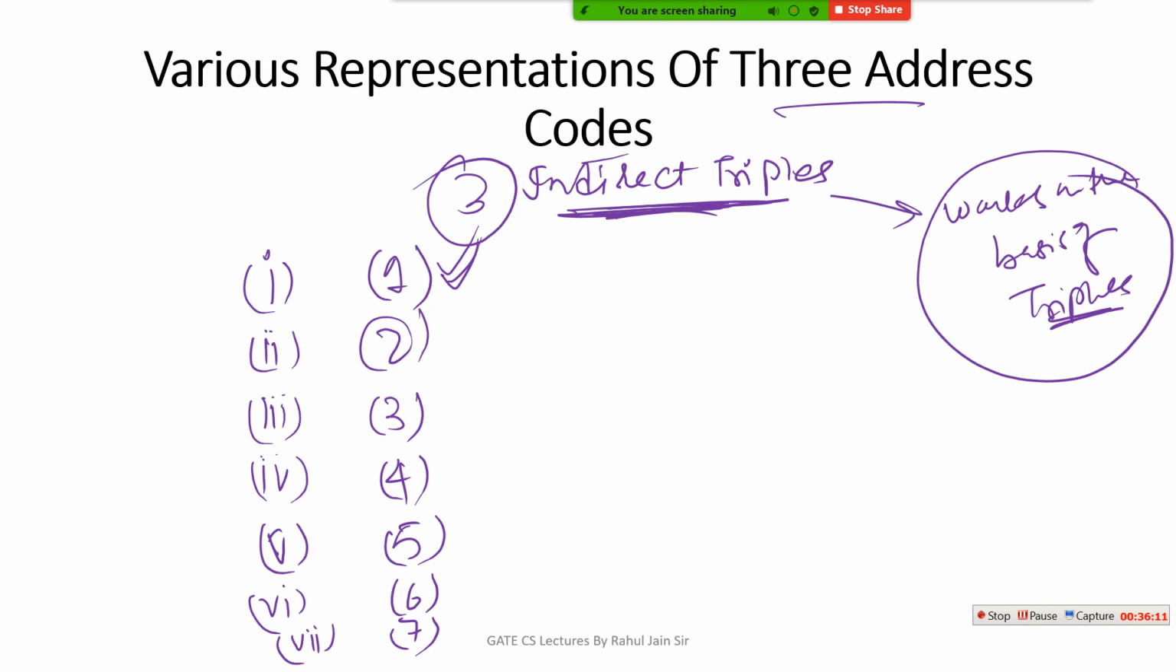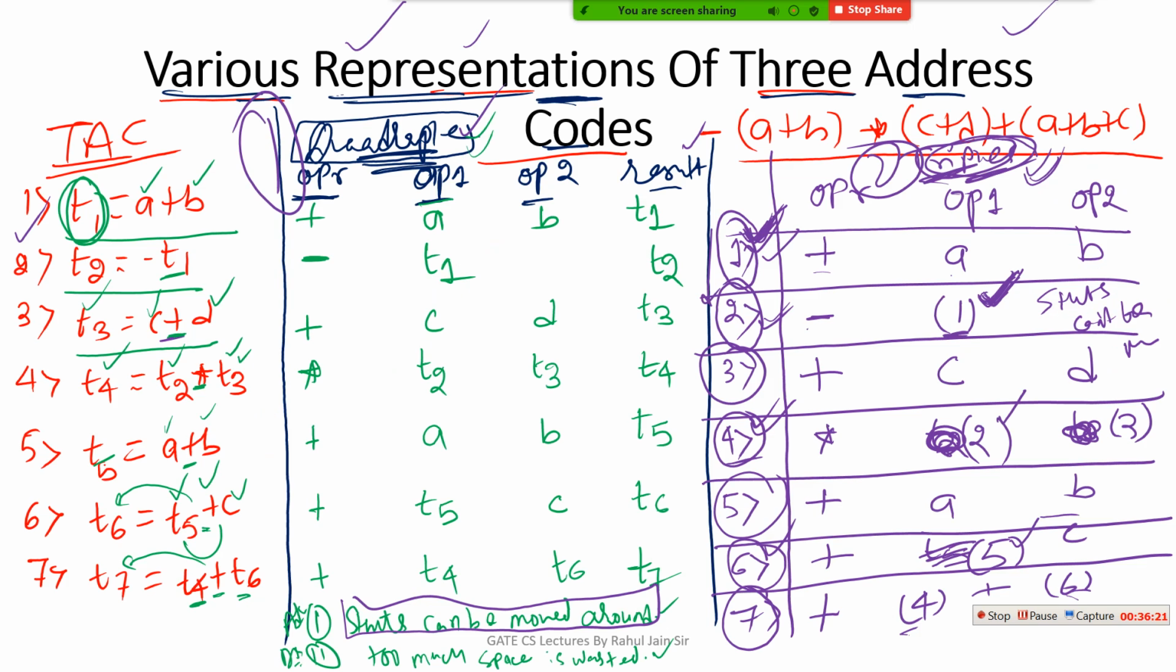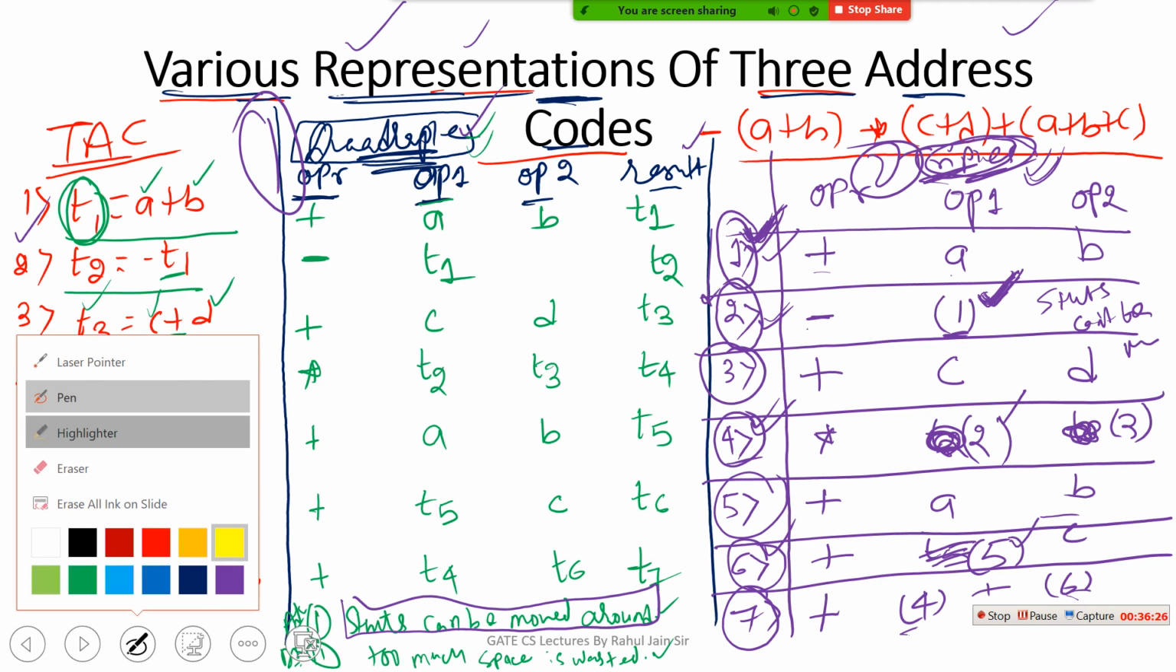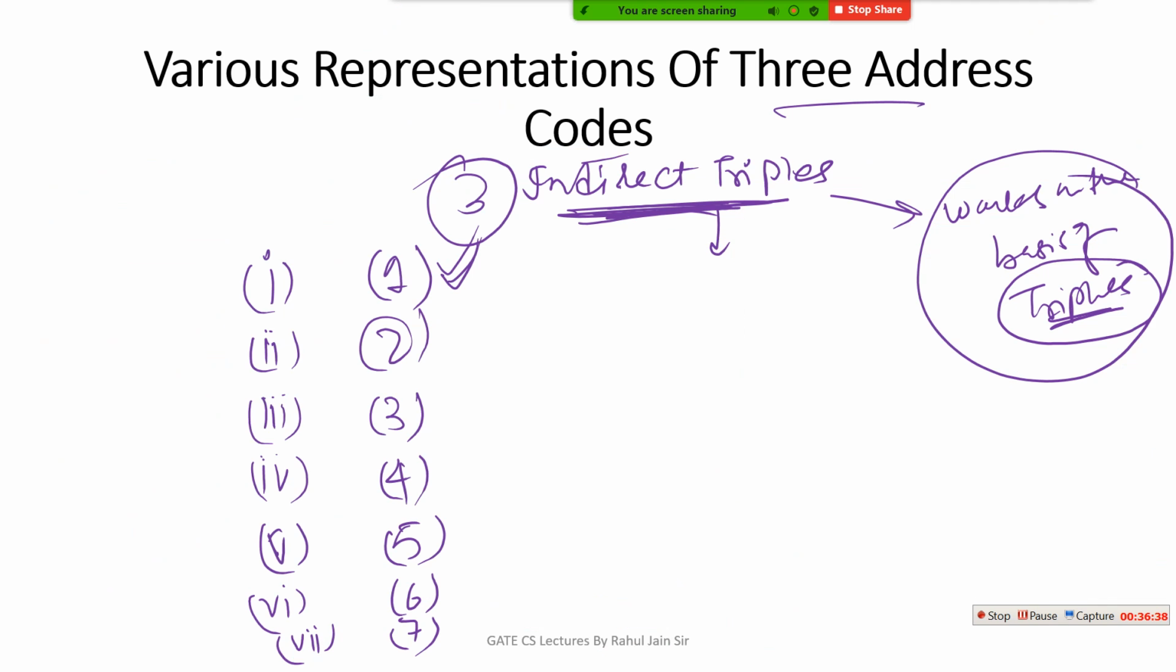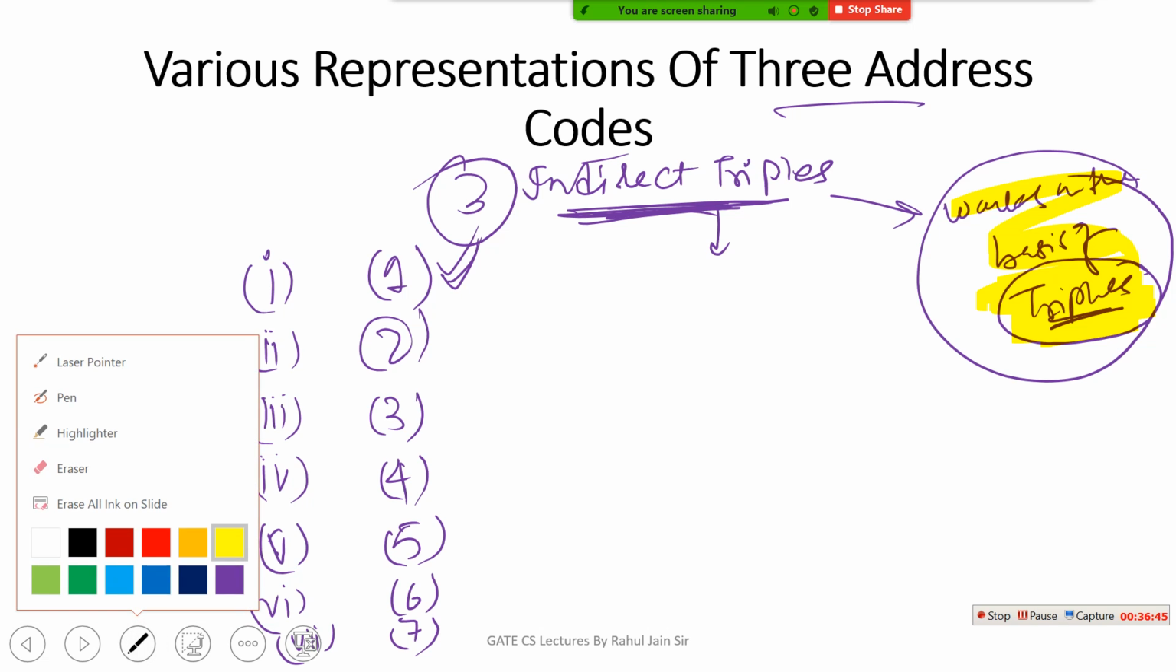I am repeating indirect triples as you have commented. All candidates can focus. Indirect triples will work on the basis of triples. And what is triples? This is the triples. These are the entries of triples. So indirect triple will work on the basis of these triples. But triples will get stored in the memory.